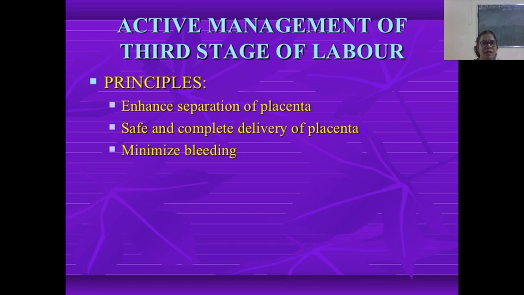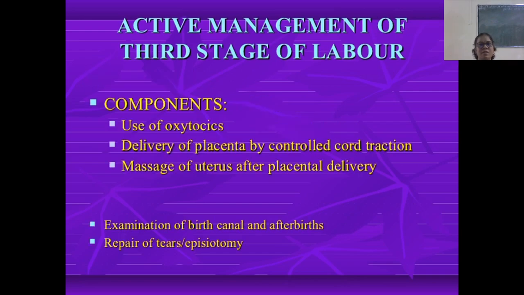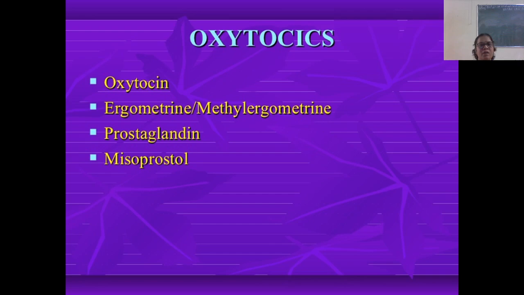Principles of this active management of third stage of labor are: enhanced separation of placenta, safe and complete delivery of placenta, and minimize bleeding. These are the major principles in third stage. So to attain these principles, the components are use of oxytocin, delivery of placenta by controlled contraction, massage of uterus after placental delivery, and examination of birth canal and afterwards repair of tears or episiotomy.